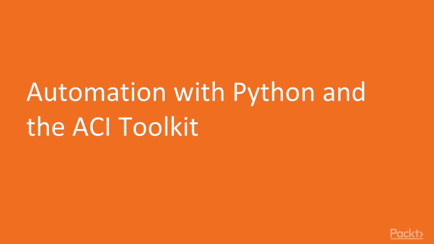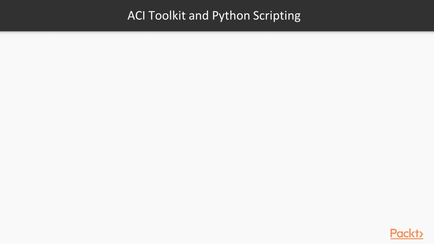Automation with Python and the ACI Toolkit. Okay, everyone. In the previous video, we configured the ACI Toolkit, we set it up, we have our VM ready to go, we installed all dependencies, and we are good to go, okay? So now, this is what's going to happen.